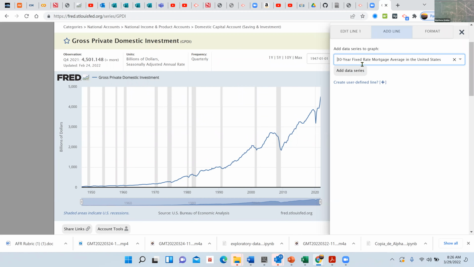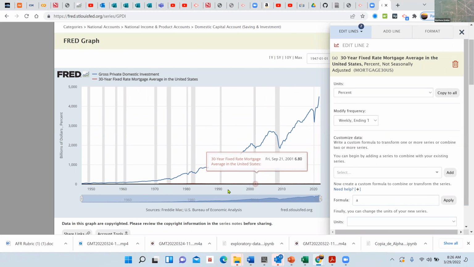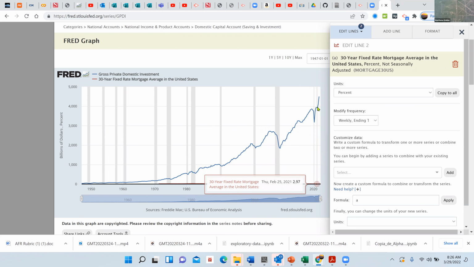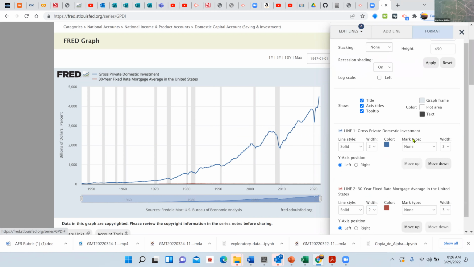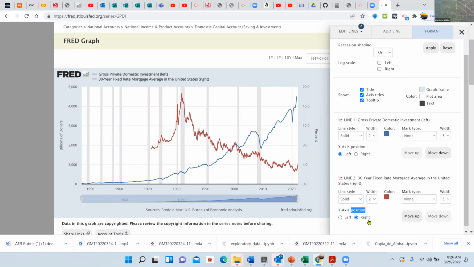So let's overlay this. You see it's all plotted down here because I've got percentages and I've got huge numbers on this side in the billions. So the cool thing is I can format this, and I'm going to put the 30-year mortgage on a y-axis on the right side. So on the right side I have the y-axis for percentage, and on the left y-axis I have the billions of dollars in investment, and now they can be overlaid so that you can see them. They have to be on appropriate scales.